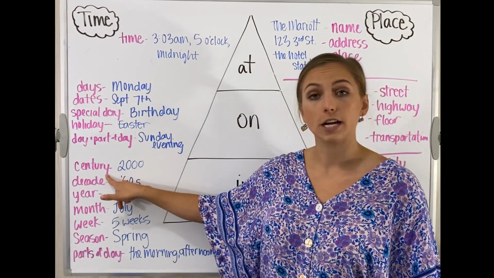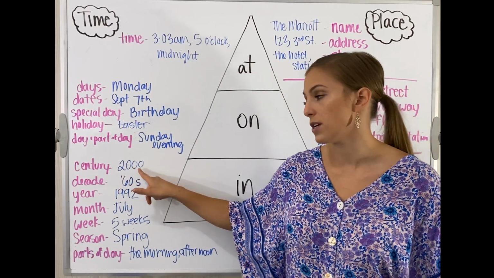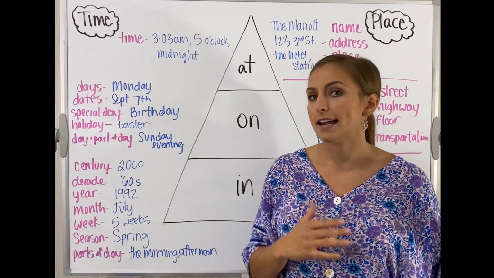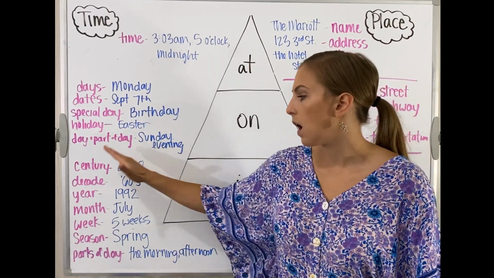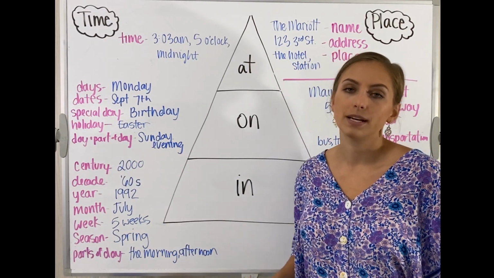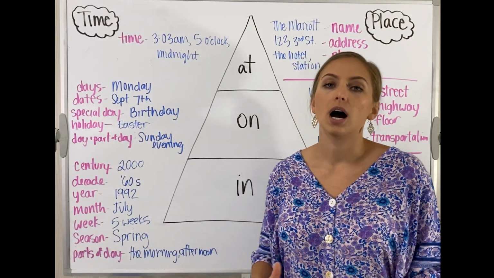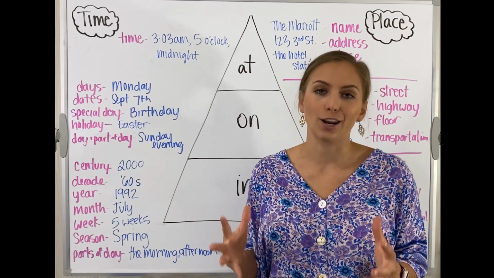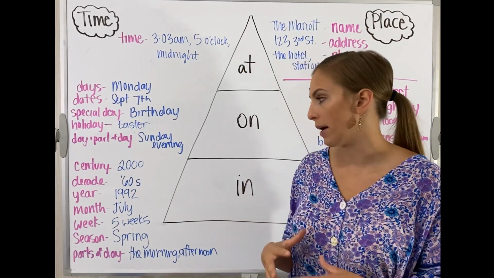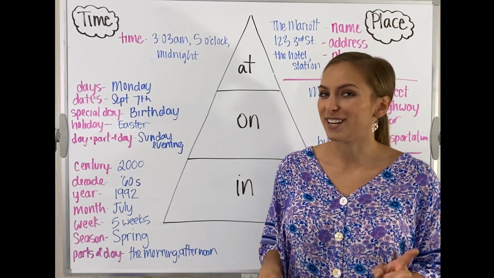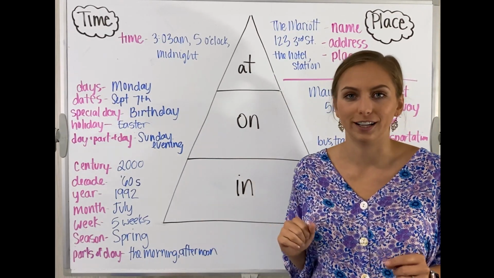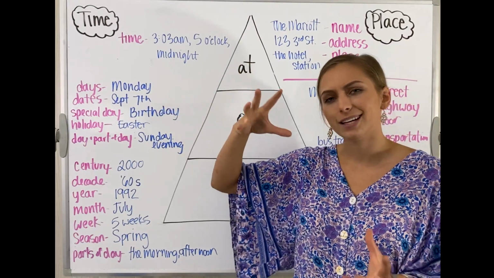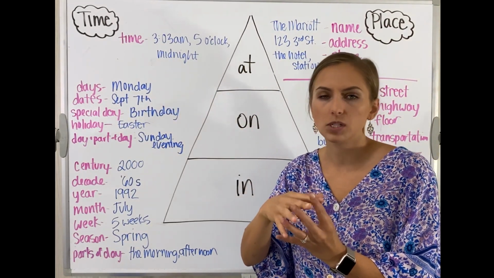And then the century, right? So we could talk about the century in the 2000s, in the 1900s, in the 1800s. So again, all of these we use in because it's the most general, the bigger, more broad categories to talk about time. Moving on, we're going to talk about on. So with on, we have a little more specific time frames.